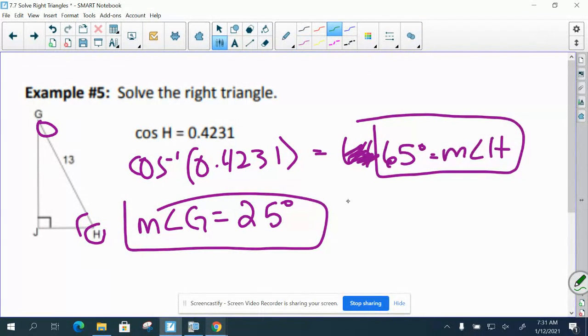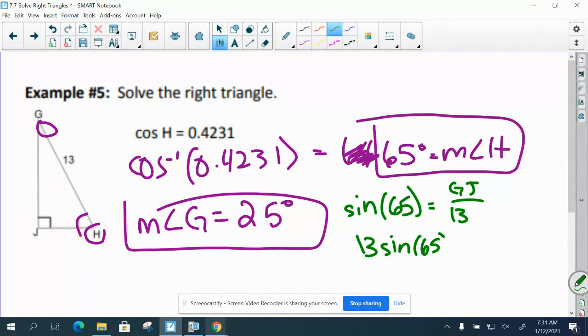I'm going to do the sine of H, which is 65, equals GJ over 13. So we would take 13 times sine of 65. And then for cosine, we would do cosine of 65 equals HJ over 13. So multiply by the 13.